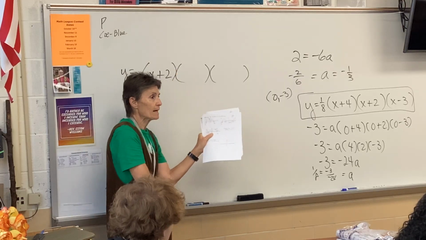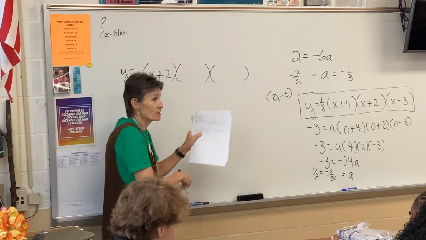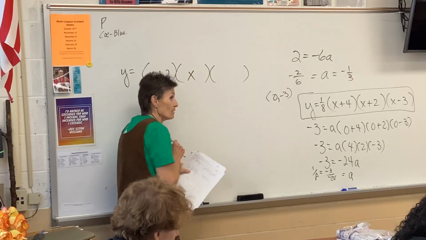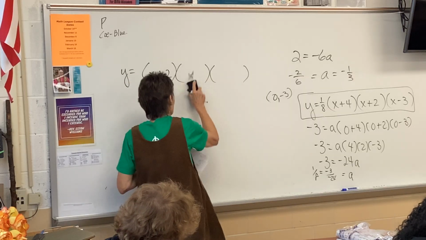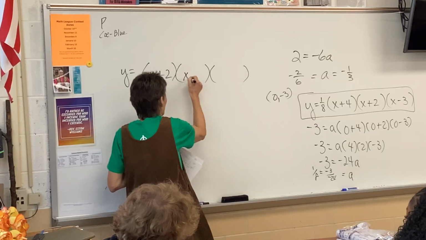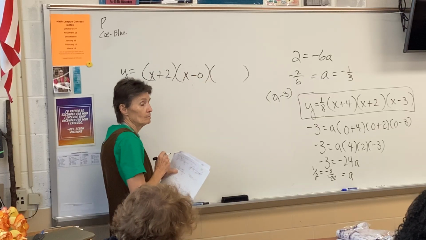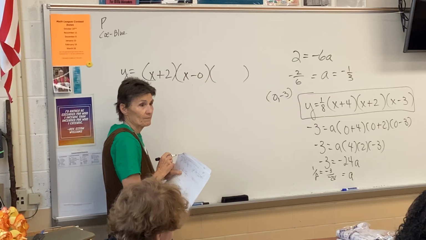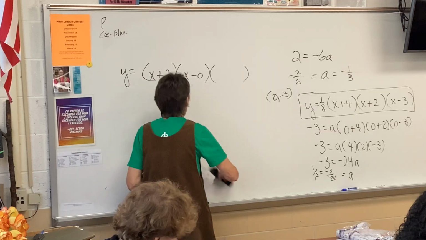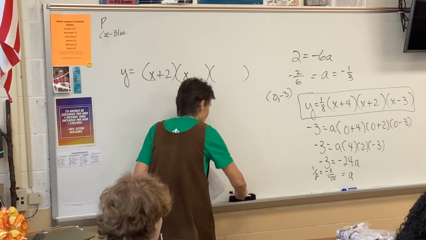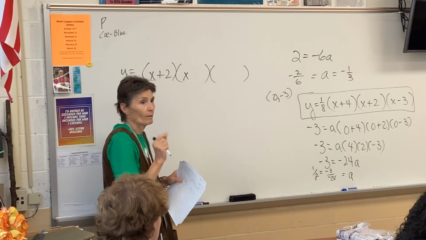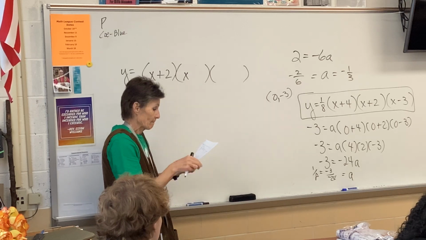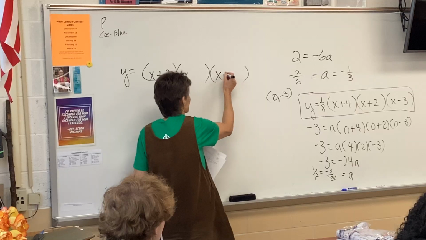What am I going to do with that second one? It's just a plain x. Very good. Now, if that bothers you, could you make that x minus 0? Sure, if that makes more sense to you. I prefer just to have a plain x, so I'm just going to have a plain x. But if you need a number in there, it would be a 0, x minus 0. And then I'll have an x minus 3.